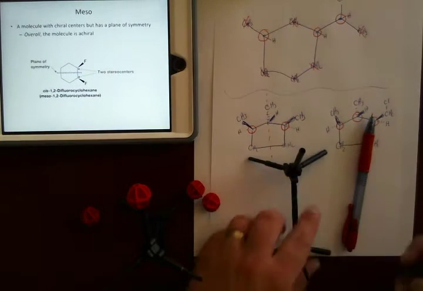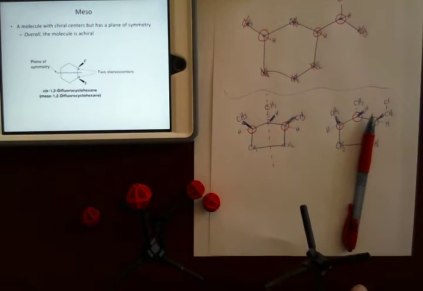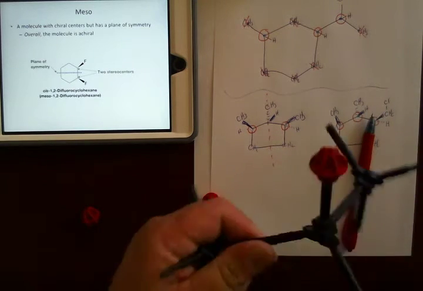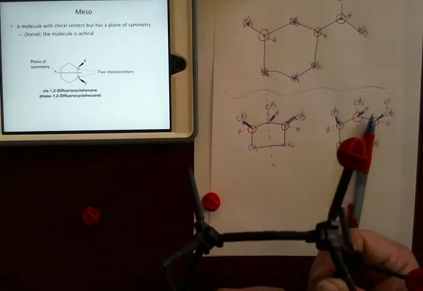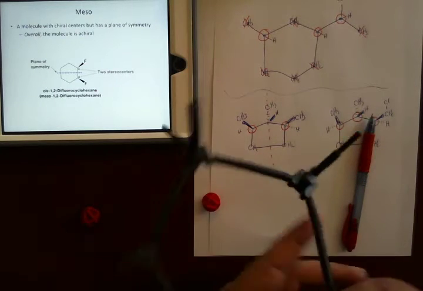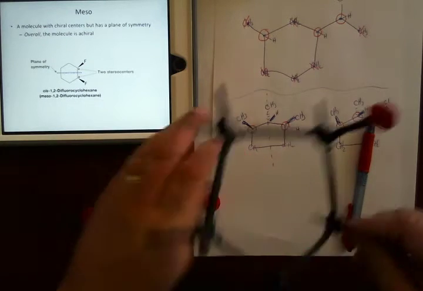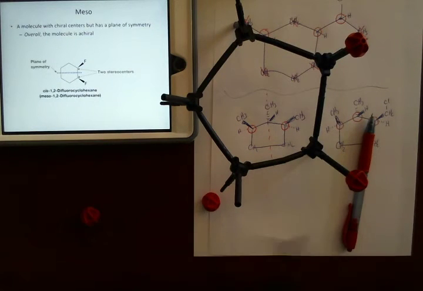Okay. Let's see, it's built this thing. So this is sort of the classic meso compound. So here, okay, we're going to build the mirror image of this.